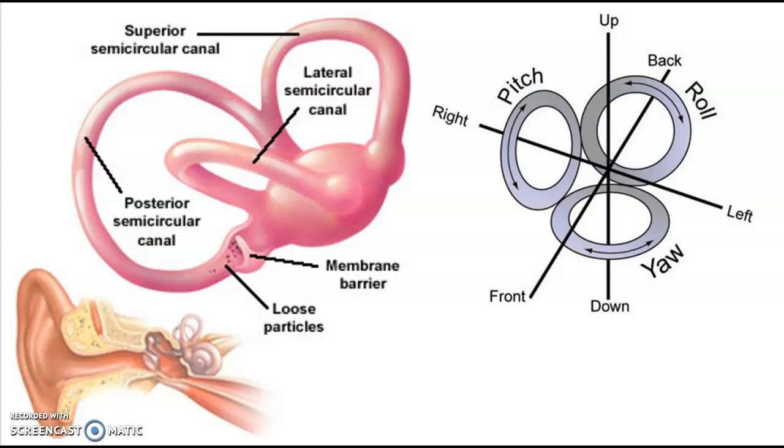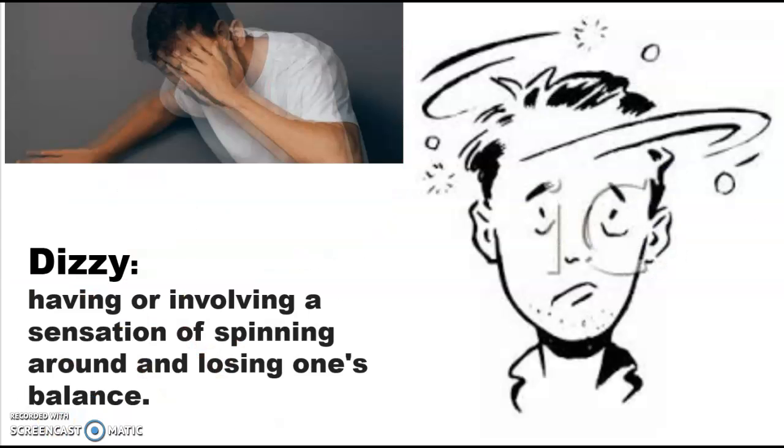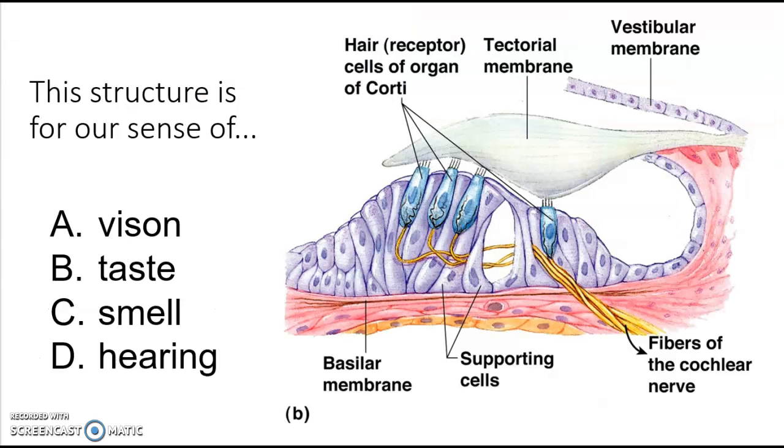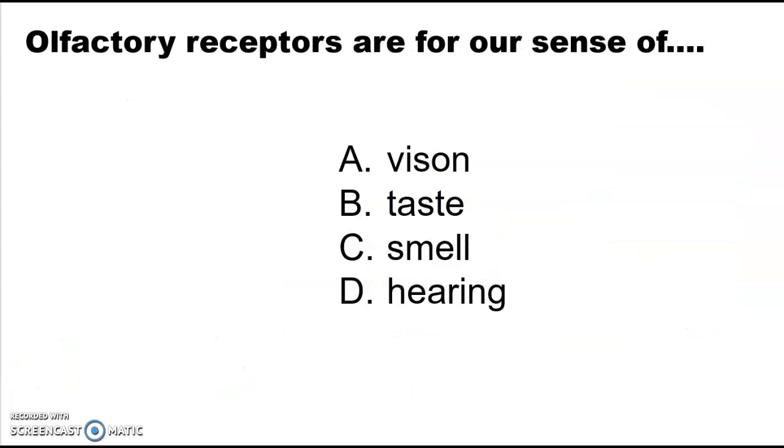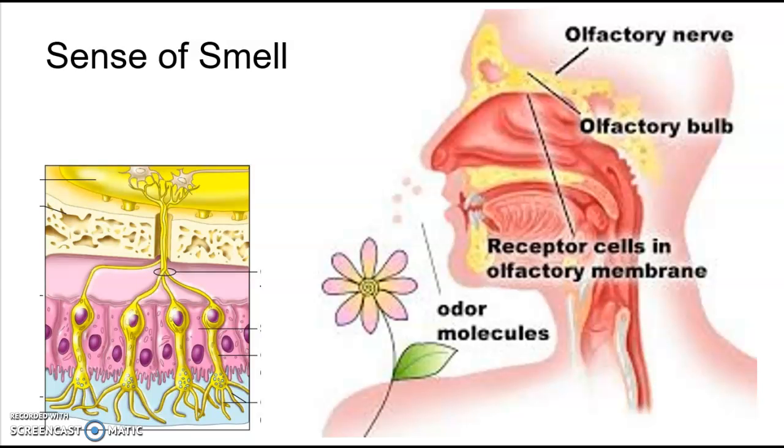If you spin around and the fluids inside there get all shaken up, that's called dizziness, and it should go away in a couple minutes. This is showing our sense of hearing. Olfactory receptors are for our sense of smell. Olfactory, smell.